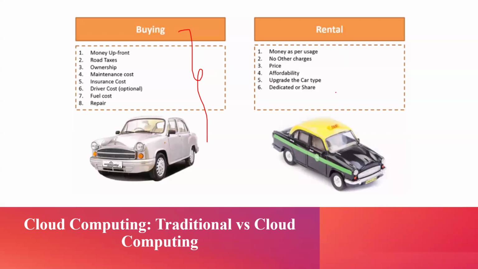And you can also upgrade the car. Maybe you want 5 seaters, maybe you want 7 seaters. You can easily upgrade the cars. You can go for a dedicated car or a shared car as well. So a rental taxi is the best example for cloud computing. In terms of our understanding, traditionally buying a car is nothing but on-premises, and going for a taxi is nothing but cloud computing. Clear, sir, everyone?